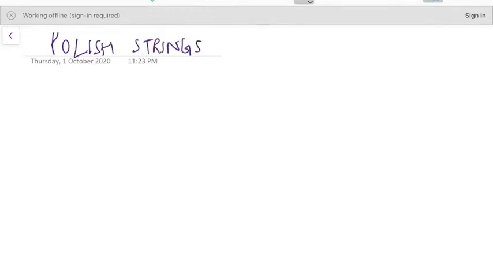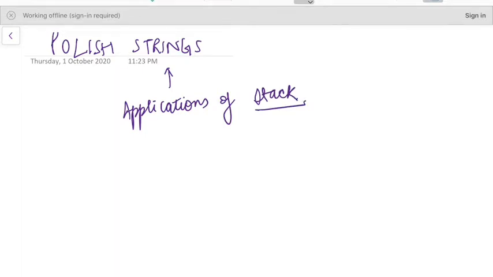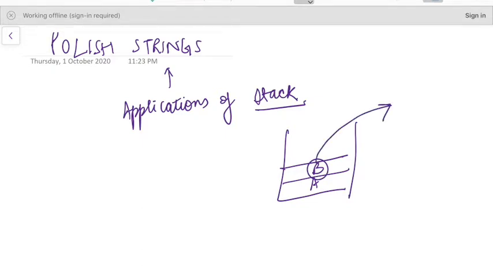Okay, so Polish strings comes under applications of stack, and stack, as we all know, is a data structure which follows first in and then last out. I mean, the first element to get into the stack is the last one to get out of the stack, or the last element which gets into the stack comes first out of the stack. So this is it. Okay, so let me give a little background about this.